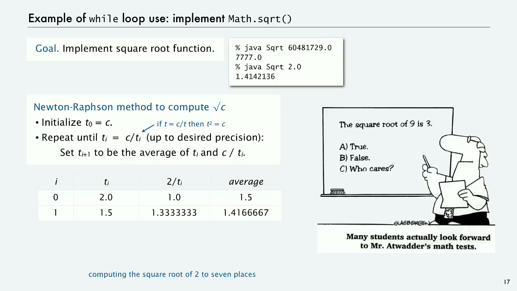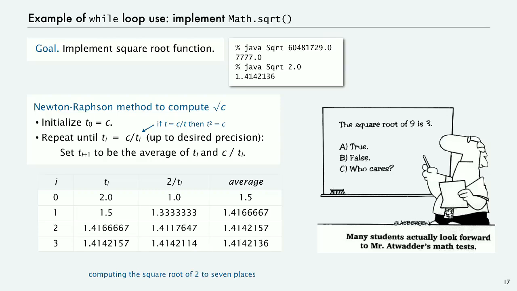1.41666667. That's already the square root of 2 to a couple of places. We do it one more time, then t sub 2 is 1.41666667. 2 over that is 1.4117, and we average them. Now we have the square root of 2 out to about 5 places. One more iteration gives the square root of 2 out to 7 places, where t sub i and 2 over t sub i are equal out to 7 places. So that's the method that we're going to use, and that's a classic method.